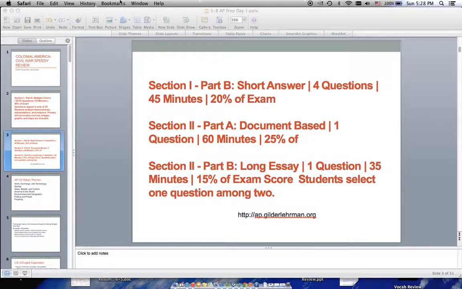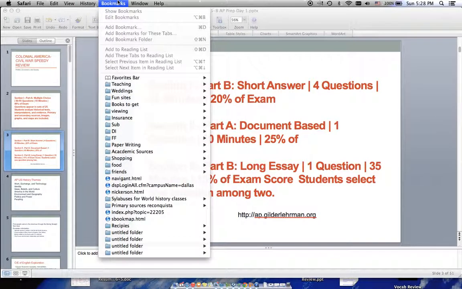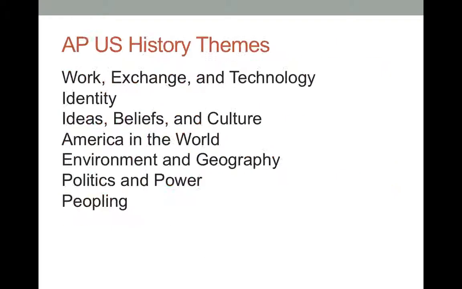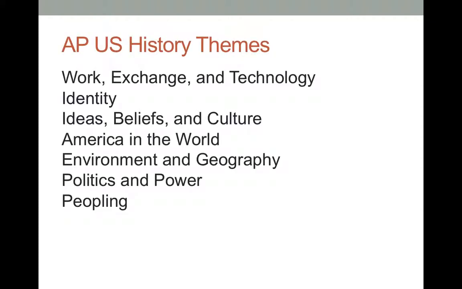So, go ahead and get started on our review, going over some of the early U.S. history things. All right. Our major themes in history are work, exchange, technology, identity, ideas, beliefs, and culture, America and the world, environment, geography, politics, and power, and peopling.